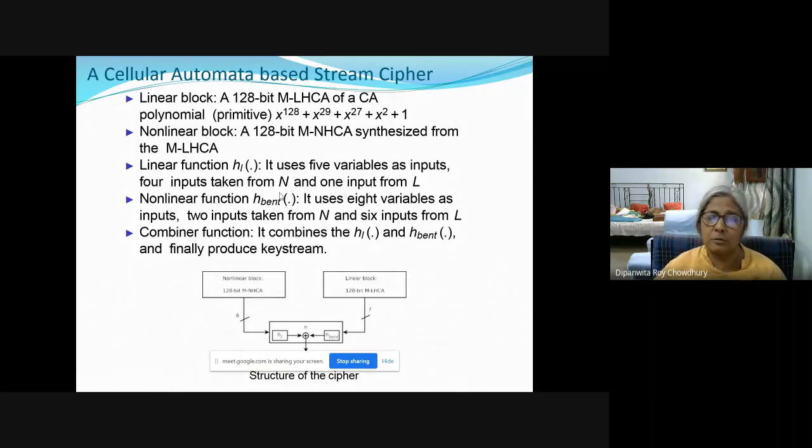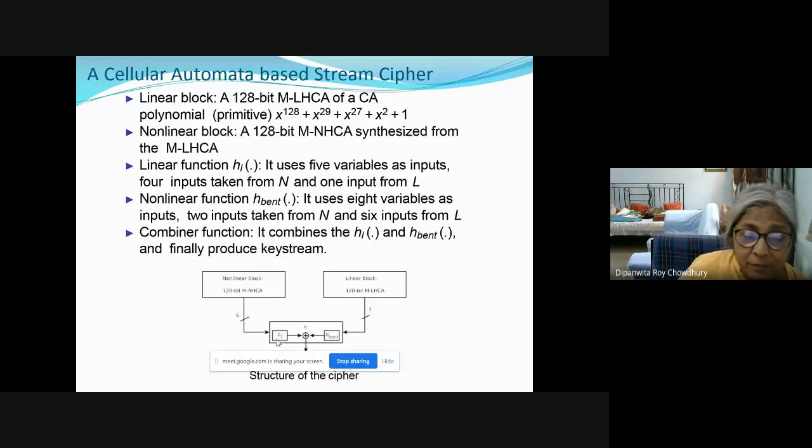It is used for its non-linearity, etc. And as I already mentioned, linear is also required. So these are the different types of research we have done. If we use only a non-linear function, then some attacks actually happen. So that's why we have taken both linear and non-linear, and the combiner function is like that. The combiner function combines HL and HBent and finally produces this.